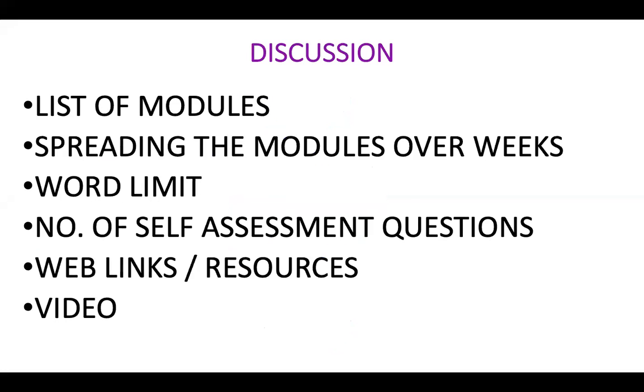Now, the discussion part of it is the list of modules. How do you make a list of modules? Usually for an annual course, it is 40 modules. For a semester, it is around 23 modules. And how do you make the list? How do you spread modules over weeks?